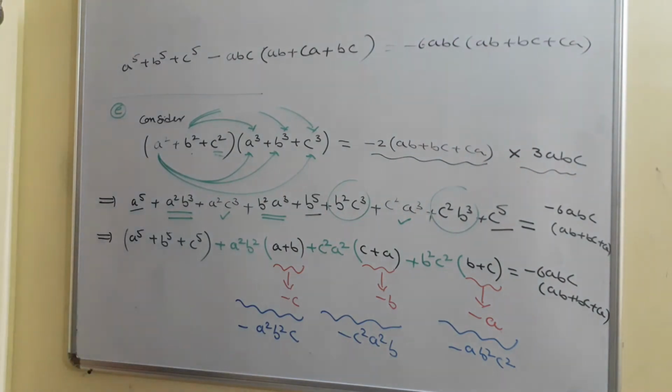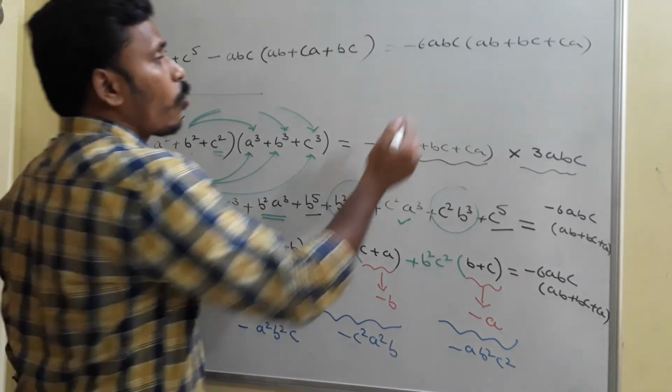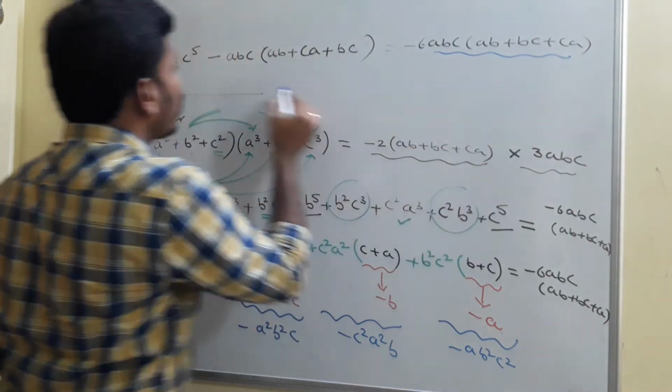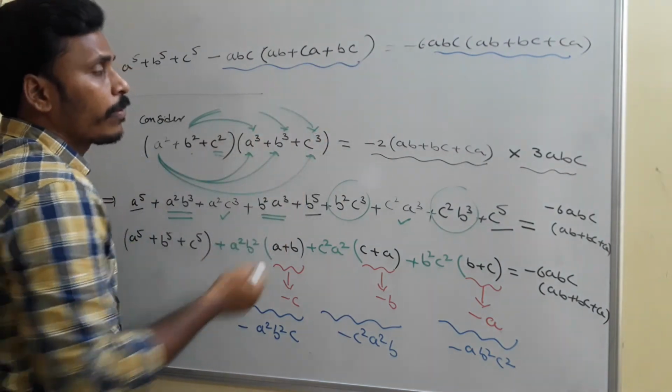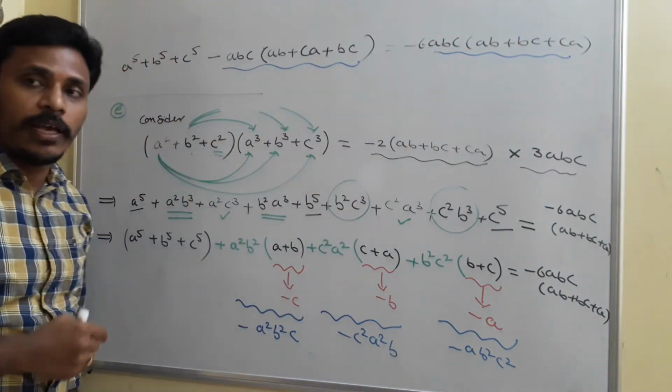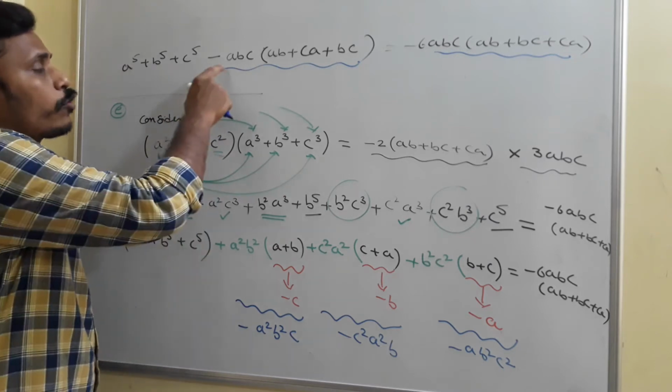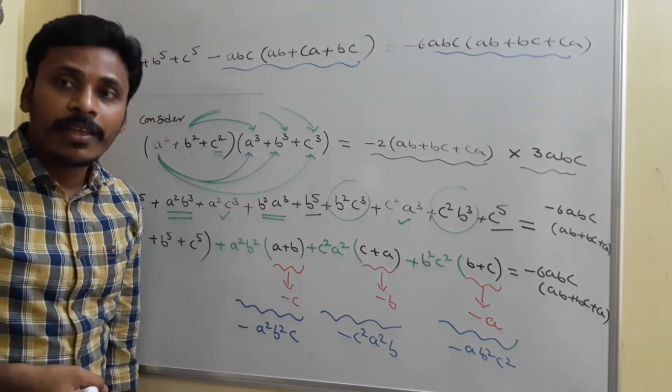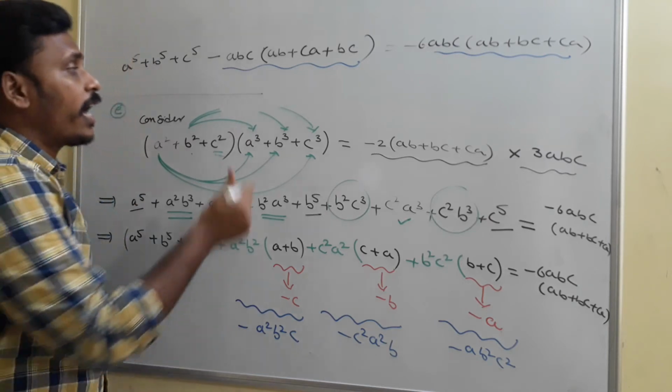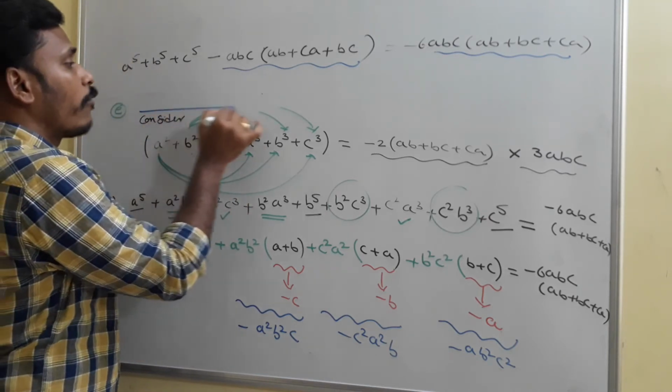Now you need to think somewhat logically. So a power 5 plus b power 5 plus c power 5 minus abc of ab plus bc plus ca is equal to minus 6 abc of ab plus bc plus ca. That means what? You just think about it. This quantity and this quantity both are the same, is it right? Minus 6x, if you say this is again minus x, and if you send this minus x to that side, it will become minus 6x plus x, and you are left with minus 5x.